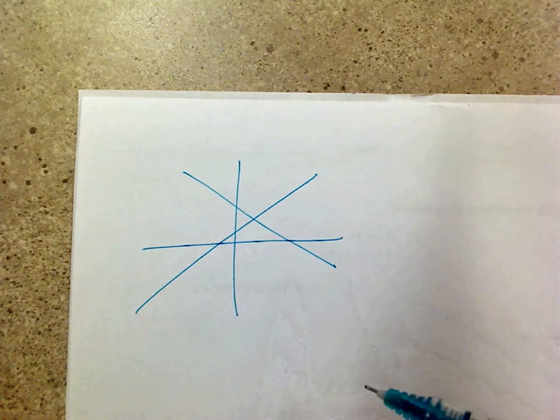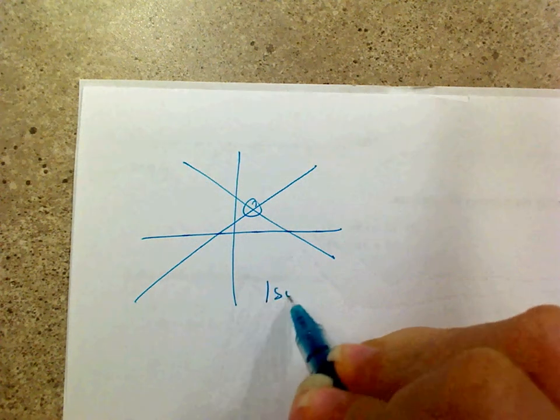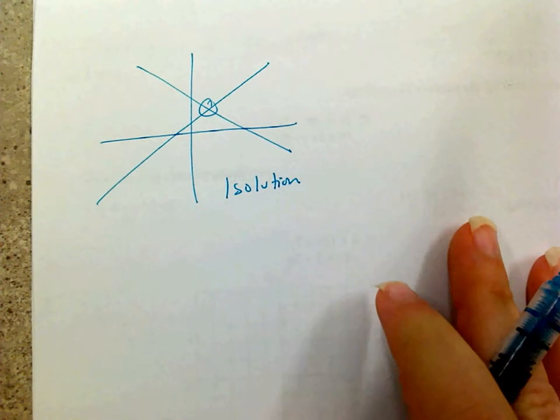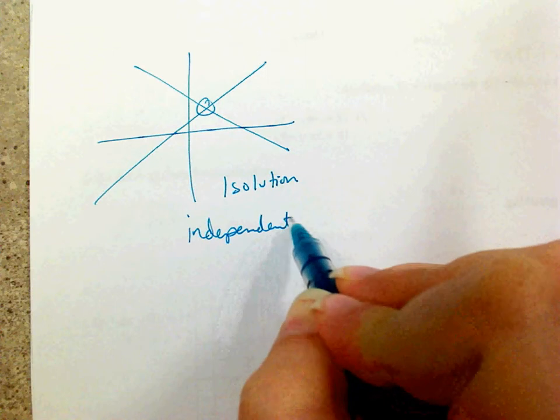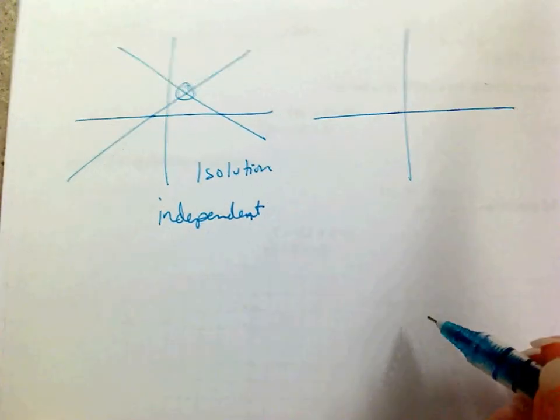If I have two lines and they meet once, how many solutions do they have? One solution. Is this independent, dependent, or inconsistent? This is independent. Are you going to remember that? Okay, so what's another option?